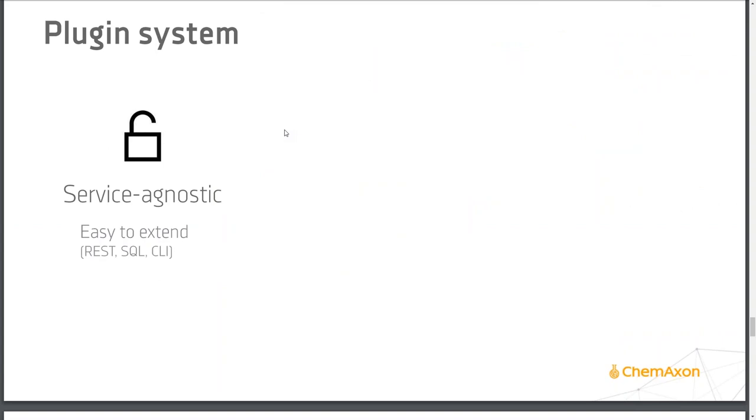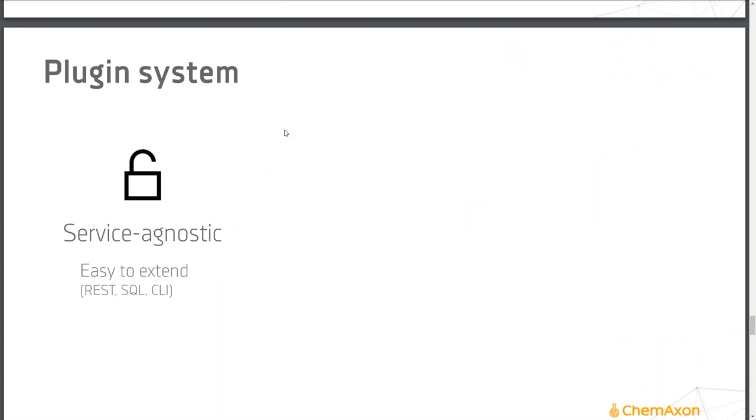So some words about the plugin system. Our plugin system is a service agnostic approach, which means that it can be easily extended with the available computational resources through various integration points that can be a RESTful web service, SQL queries, or command line tools. ChemAxon offers our predictive properties, but you can utilize your own models developed in KNIME, Pipeline Pilot, or having other vendors providing those calculations for you.